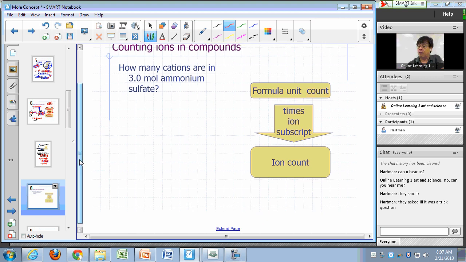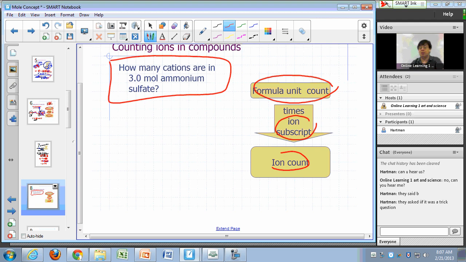Same idea. If you're asked for the number of ions in an ionic compound, whatever the formula unit count is, whatever moles of that compound you have, you just multiply by the subscript of the ion to get the actual ion count. So here's the question. How many moles of cations are in 3.0 moles of ammonium sulfate? This is where you need to know how to write the formula of the compound. Okay, so this would be a good practice for you to review for your test. Reading and writing formulas.